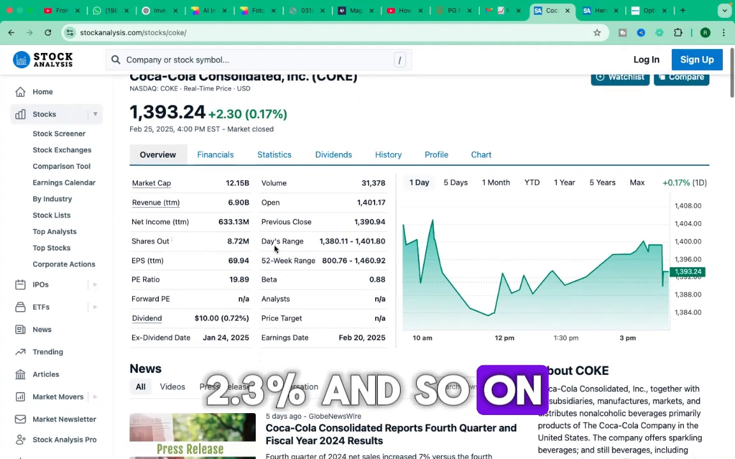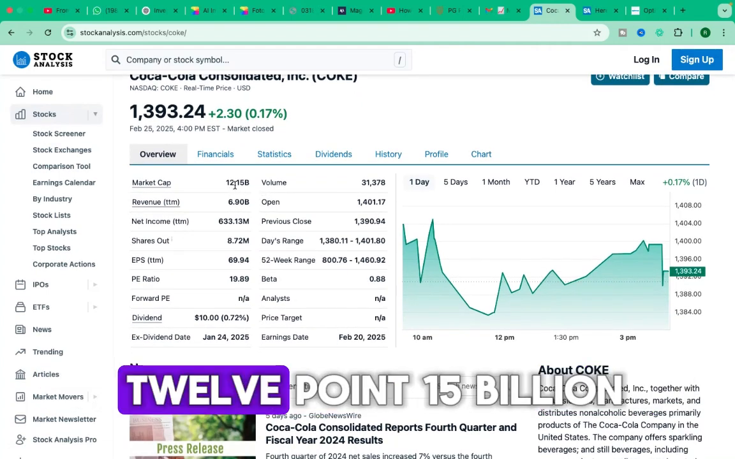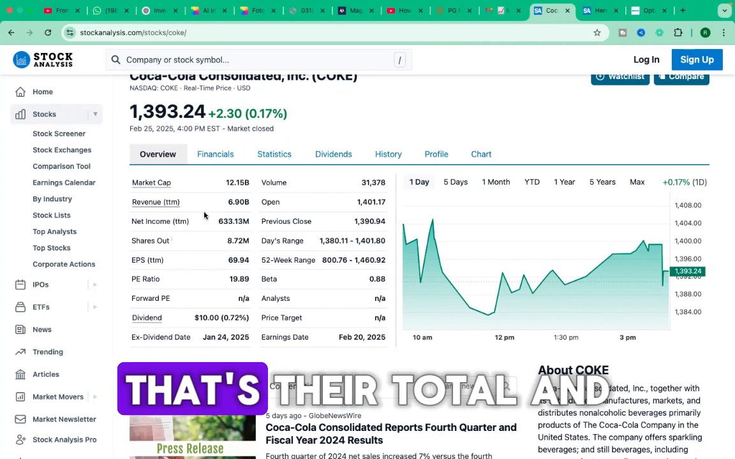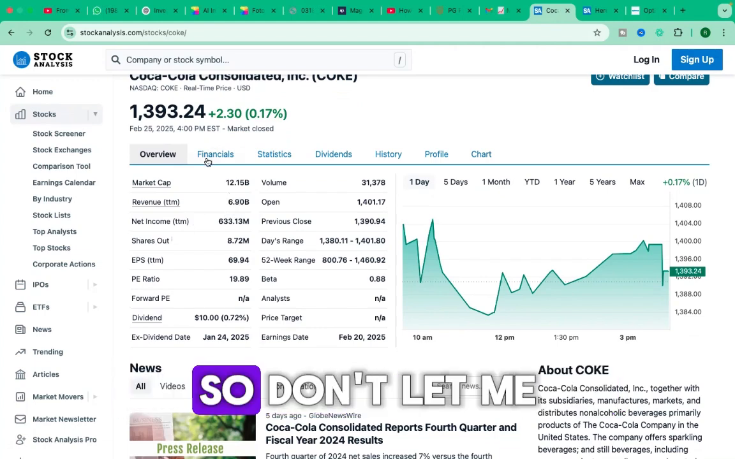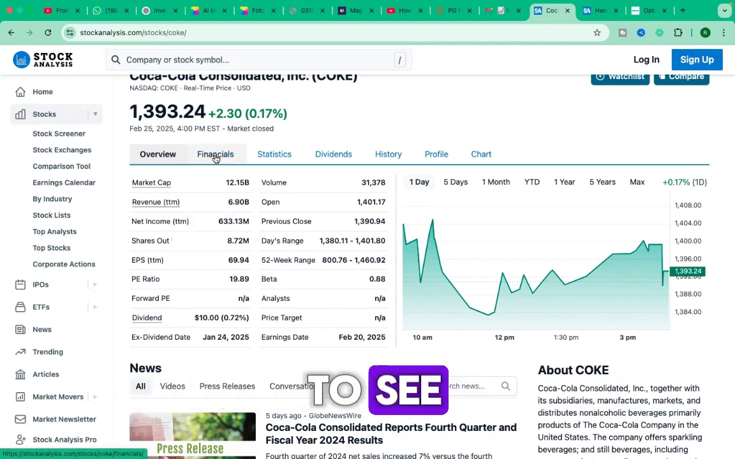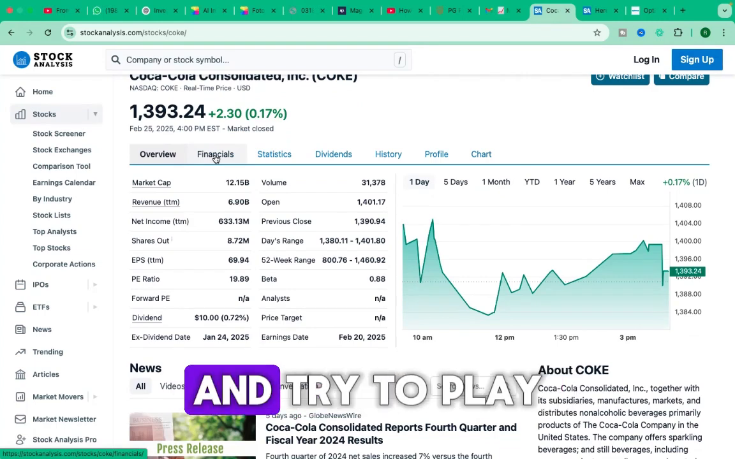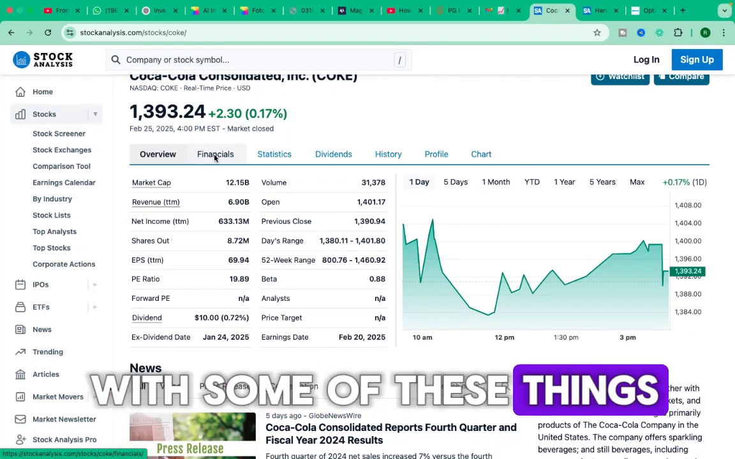Market capitalization here is 12.15 billion. That's their total and their revenue. So don't let me bore you. I just want you to see so that you too can come around there and try to play with some of these things. Look at it.